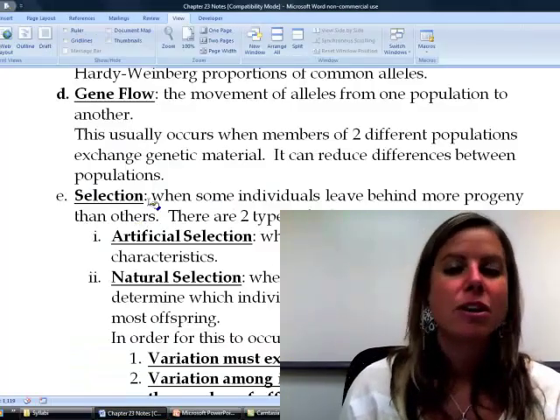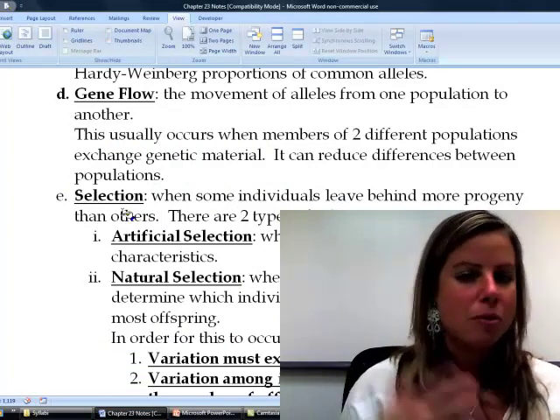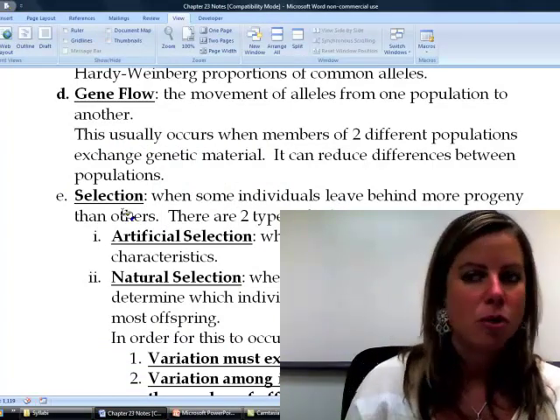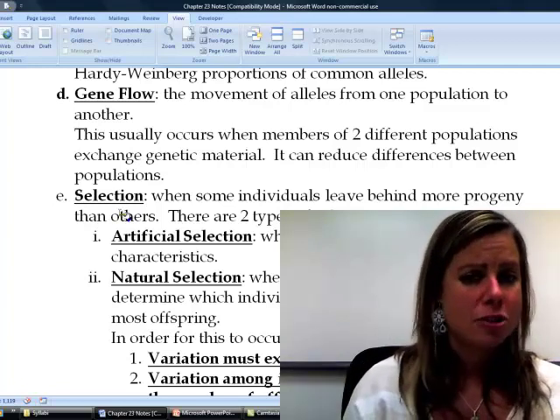Okay, then the last thing is going to be selection, and selection is simply put when you have some organisms leaving behind more progeny or offspring than others. And there's two types of selection.